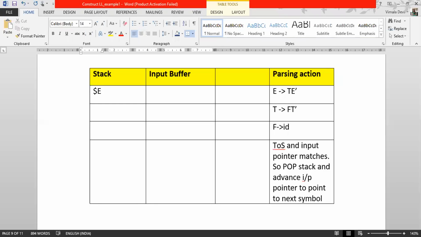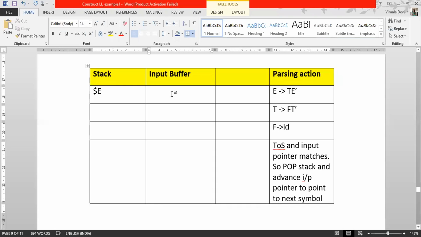So I hope you have copied the table. Okay. What is the initial content of the stack? The bottommost symbol is dollar. After that, the start symbol of the grammar is pushed onto the stack. So what is the start symbol of the grammar? It is E as per the given grammar. So what is the string available in the input buffer? Now we are going to parse the string ID plus ID, and the end is marked by the dollar symbol.